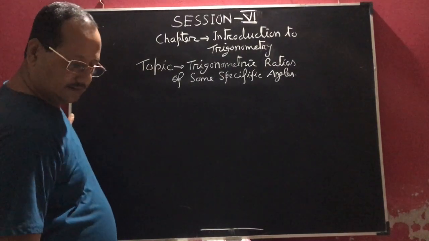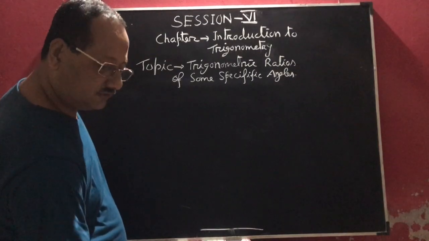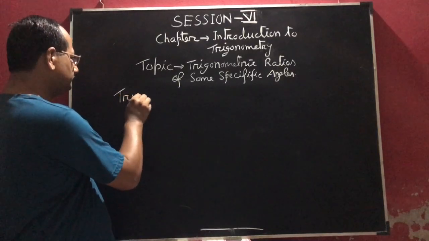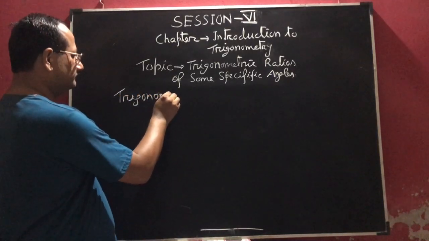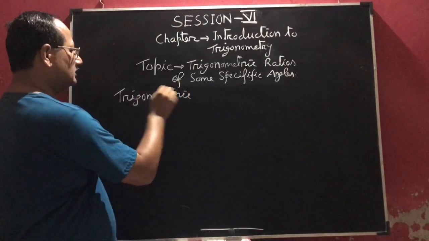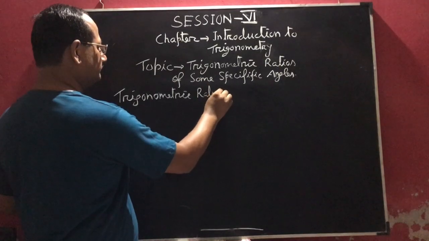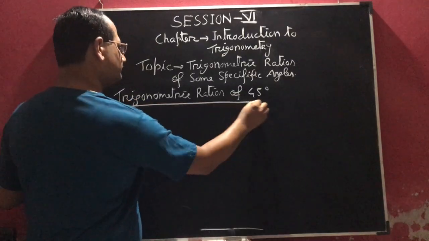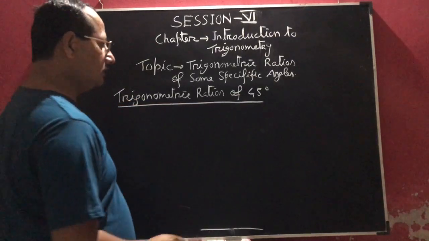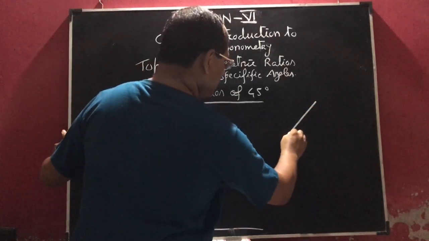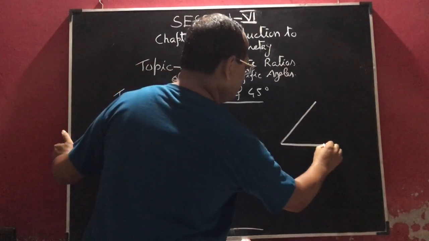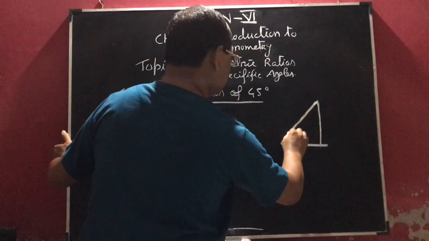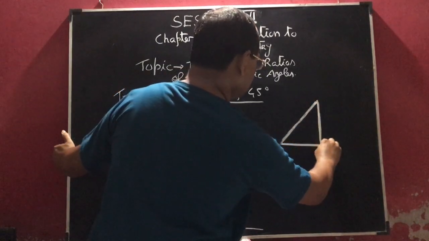First discuss trigonometric ratios of 45 degree. What is it? We draw an isosceles right triangle. So this is the right triangle.